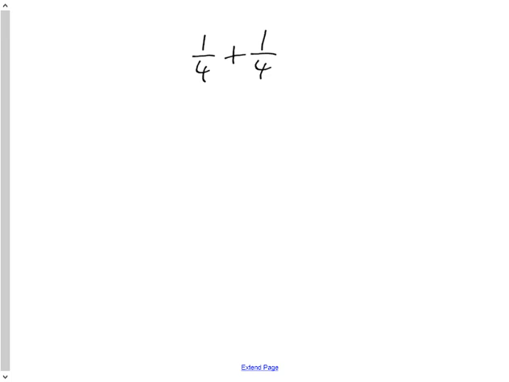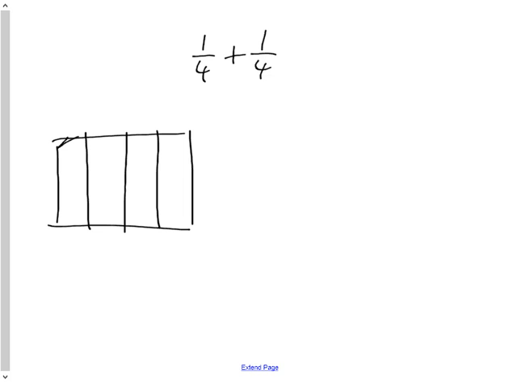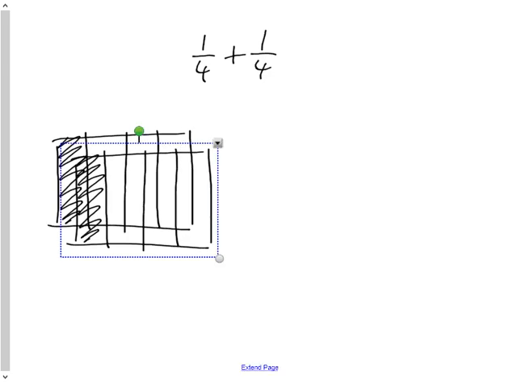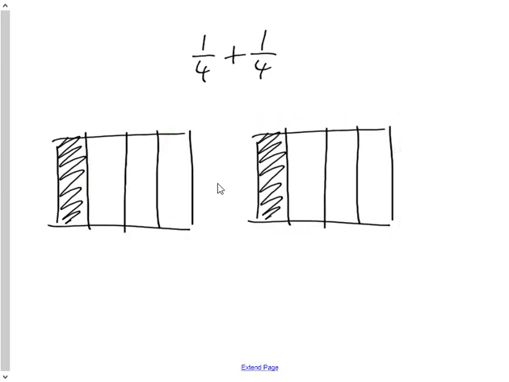In the first question, you have a quarter plus a quarter. Now, if we think about what a quarter looks like, if I was to draw a rectangle and cut it into 4 parts, this would be a quarter. And if I were to take that and clone it, so I'm going to copy it, but clone it and bring it over here, this would be what a quarter plus a quarter looks like in terms of two pictures.